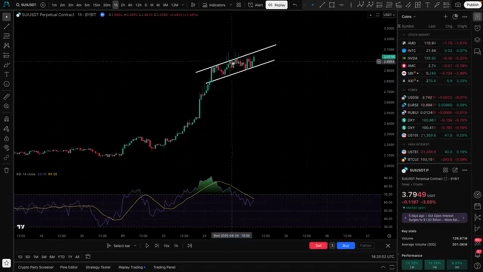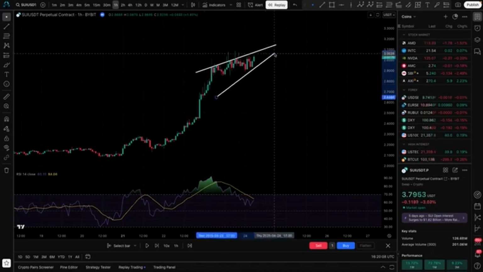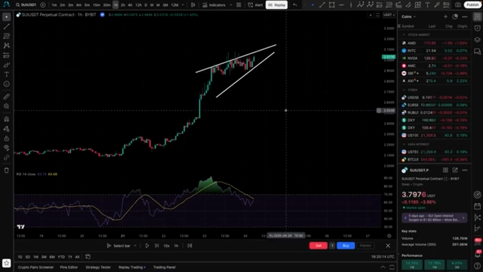And one very important detail is that if this were looking more like this, if the price action would consolidate like this, that would be more like a rising wedge. And rising wedges are not bullish.